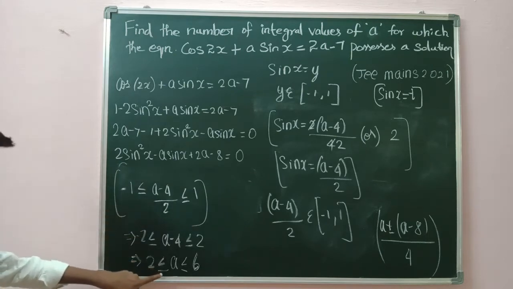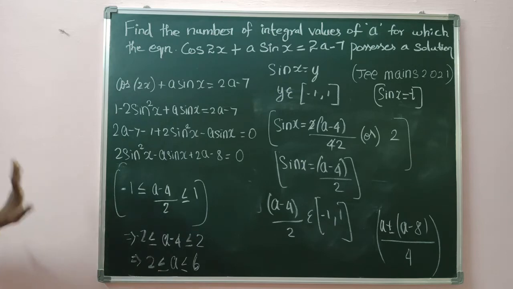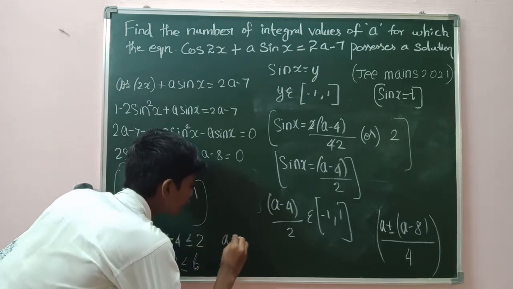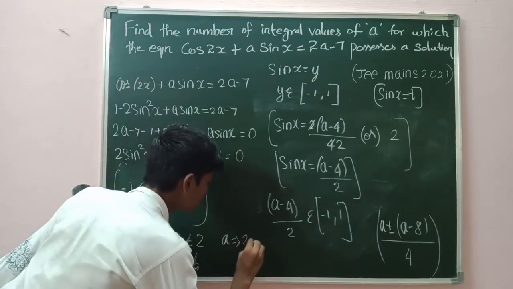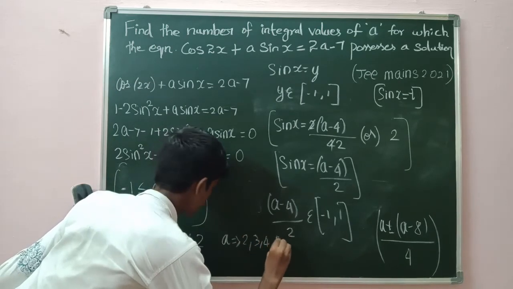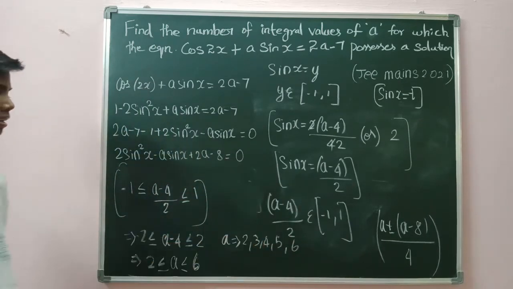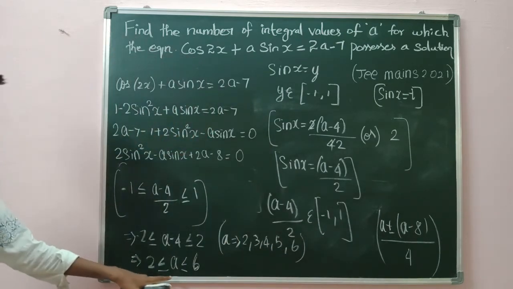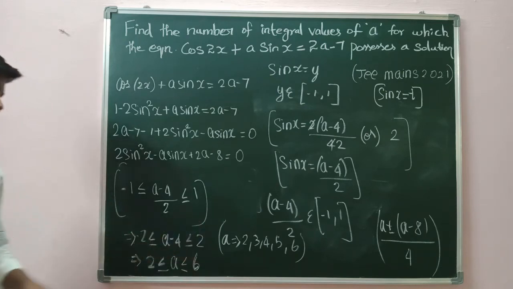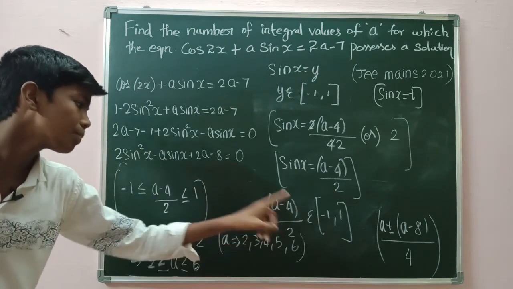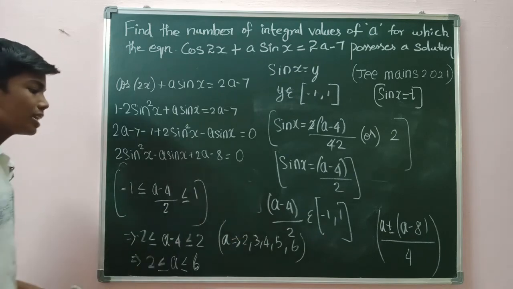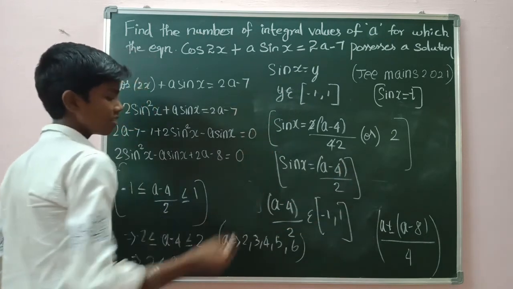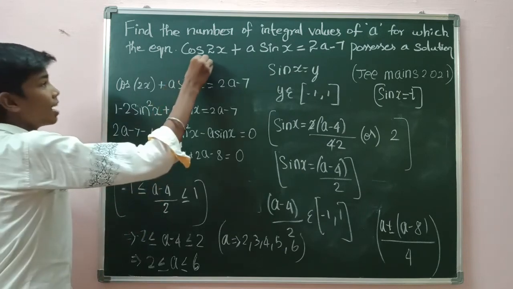because I have the equal to symbol, not only the less than symbol. That means a can take the values of 2, 3, 4, 5, 6. How many values are there? Totally there are 5 numbers, because using this particular inequality I am saying a is greater than or equal to 2 and less than or equal to 6. From this I am saying that a takes the values 2, 3, 4, 5, 6. Totally how many values? 5, because 1, 2, 3, 4, 5. So totally there are 5 integral values of a, and that's the answer for the question.